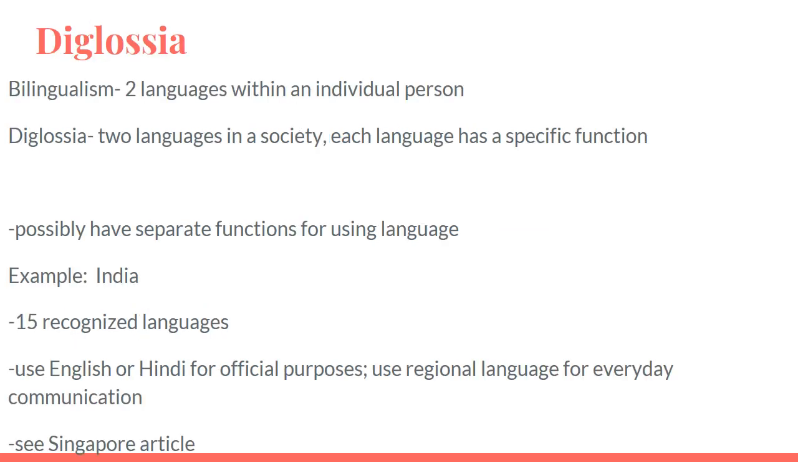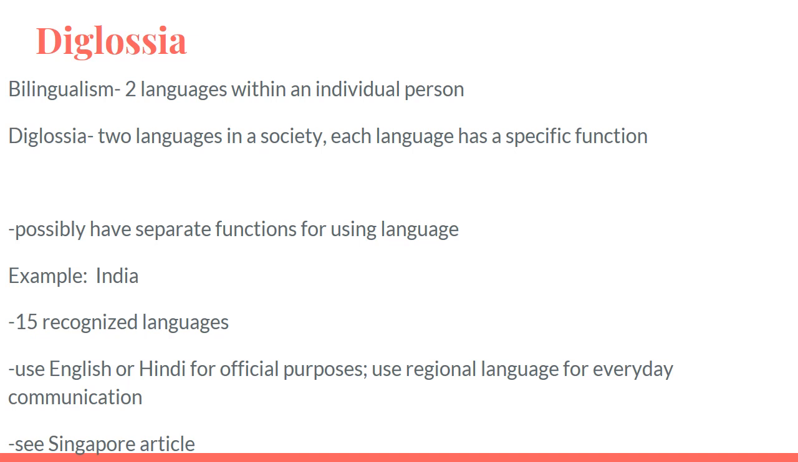The first concept Baker outlines in Chapter 4 is diglossia. So we have learned bilingualism, where an individual uses 2 languages. Diglossia is where a society has 2 languages that function. And oftentimes, each language has a specific function in a society. So, for example, in India, there are 15 recognized languages and probably even more tribal languages in India.